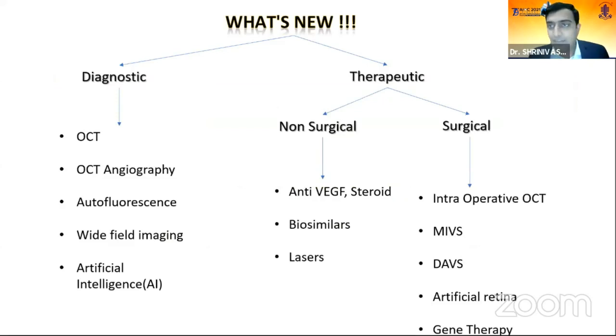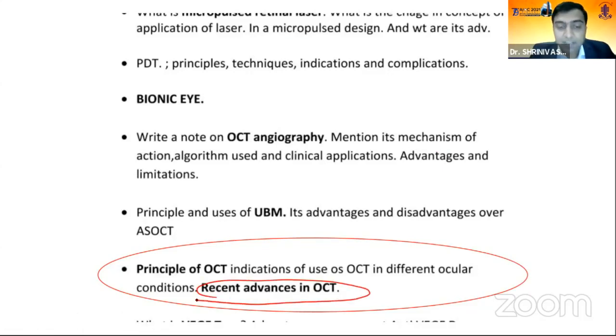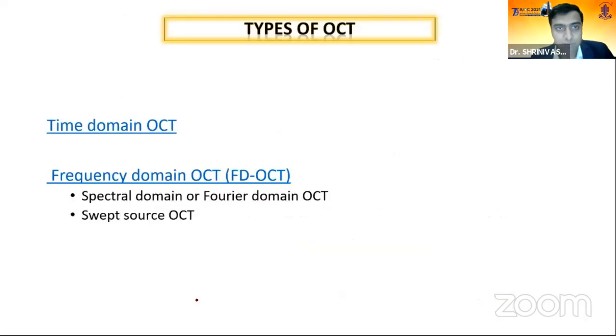So I have broadly divided it like this: what's new in retina from the postgraduate point of view. It can be diagnostic and therapeutic, non-surgical and surgical. So let's quickly move on to, why do we need OCT? Definitely the principle of OCT and its recent advances has been a frequently asked question for most of the postgraduates here.